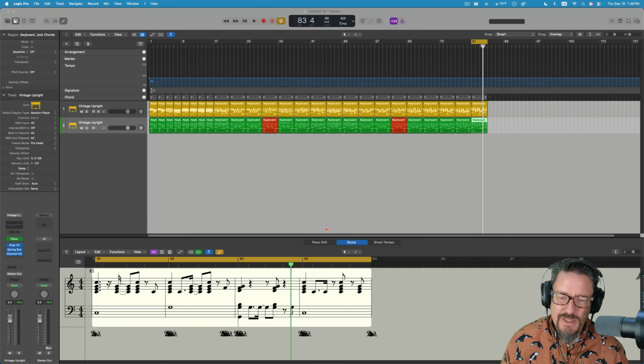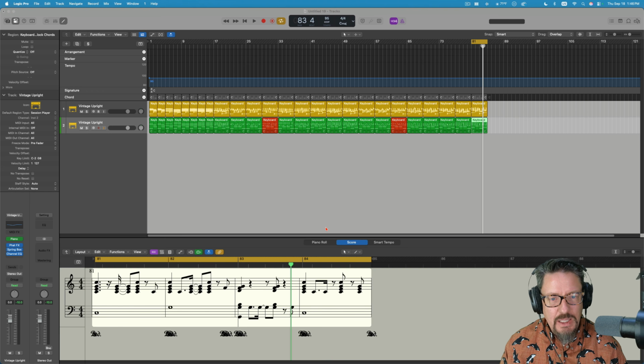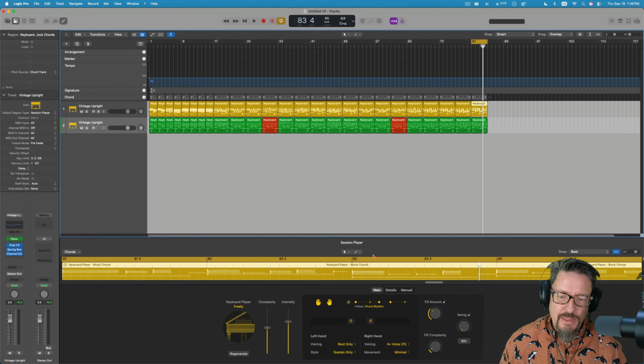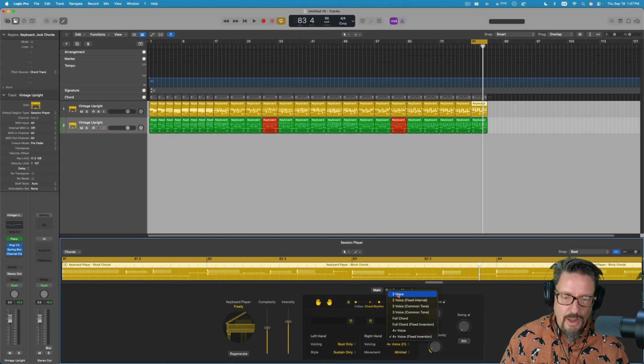Hey everybody, I was diving in a little deeper this week into the session players, specifically the keyboard, because I wanted to find out exactly what some of the settings did that I've been using. Now, I kept on thinking, I totally understand exactly what's happening here with the right hand voicing. This is where we have the two voice fixed interval, the two voice common tone, three voice common tone, full chord fixed inversion, four plus voice, and four plus voice fixed inversion.